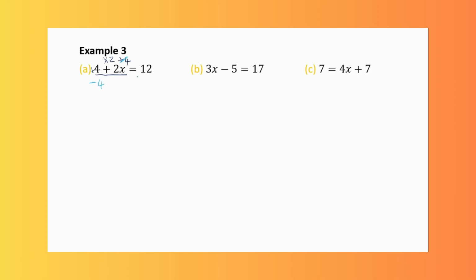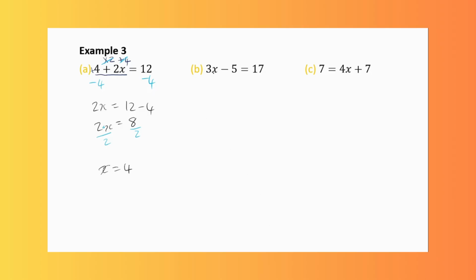We're going to subtract 4 on both sides of the equation, so that we have 2x is equal to 12 minus 4, which is 8. So 2x is 8. Now we've done our first part. We've gotten rid of that plus 4. Now we have to get rid of our times 2. And we get rid of a times 2 by dividing by 2 on each side of the equation. Therefore, we have x is 4.